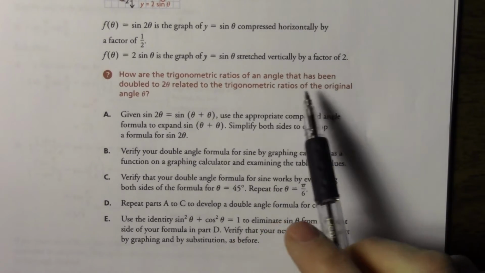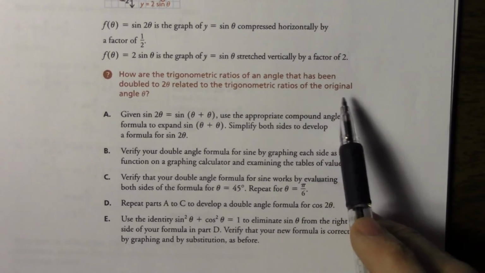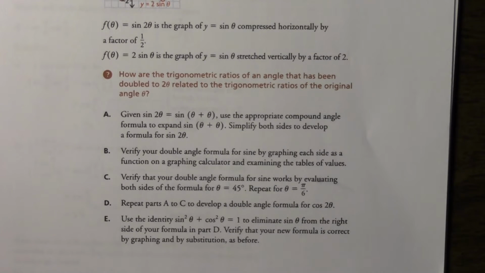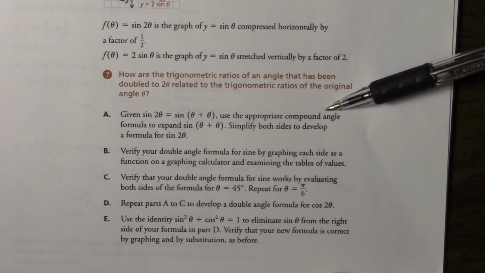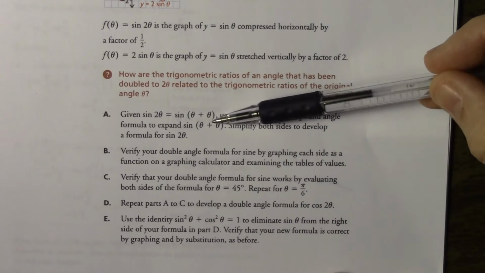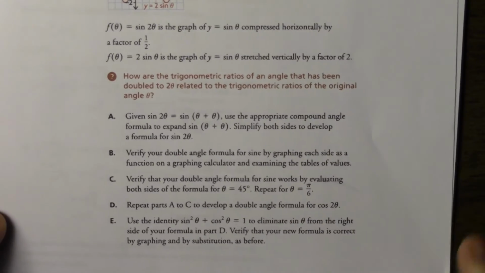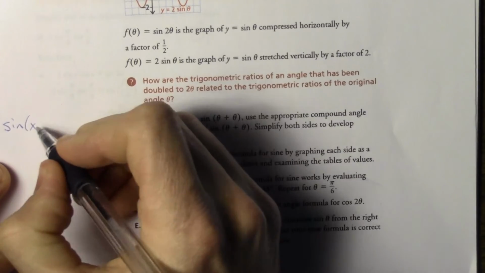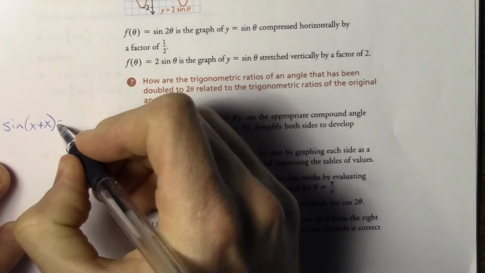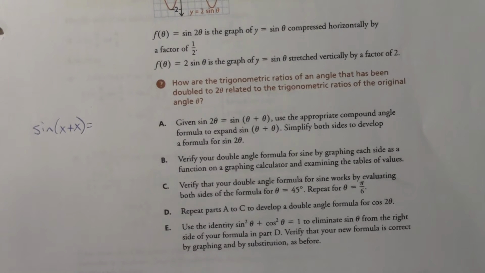How are the trigonometric ratios of an angle that has been doubled to 2x related to the trigonometric ratios of the original angle x? So it says, given sine 2x equals sine x plus x, use the appropriate compound angle formula to expand sine x plus x. Simplify both sides to develop a formula for sine 2x. So who remembers the formula now already for sine x plus x? Who remembers what that formula looks like? This is just from yesterday review.